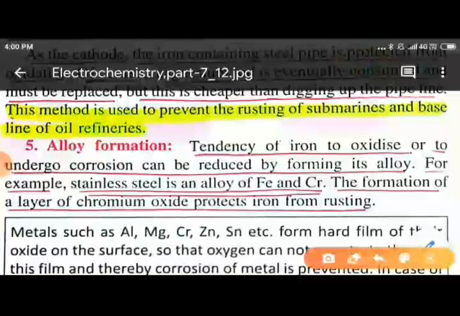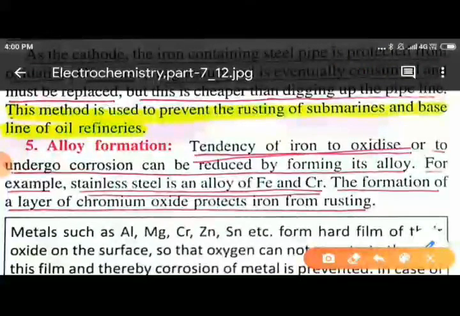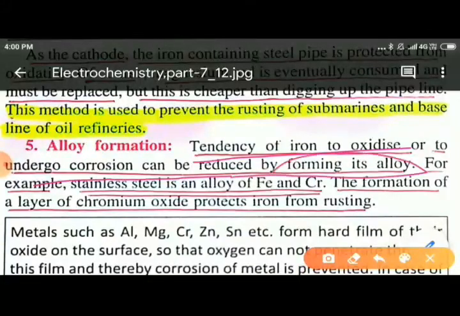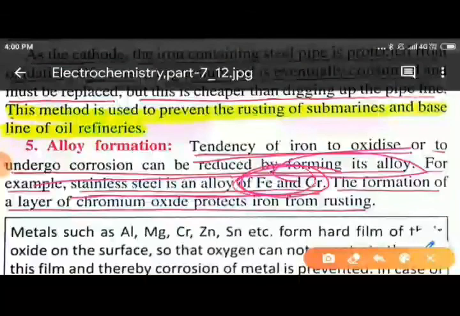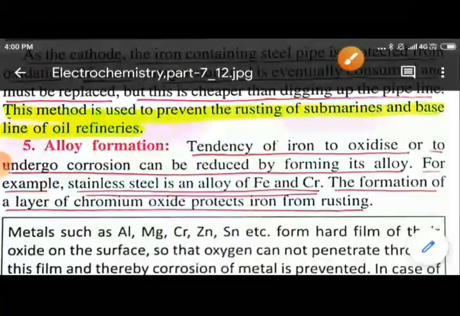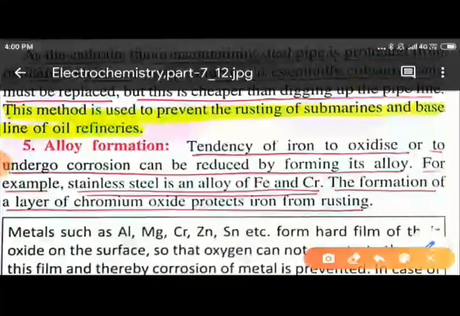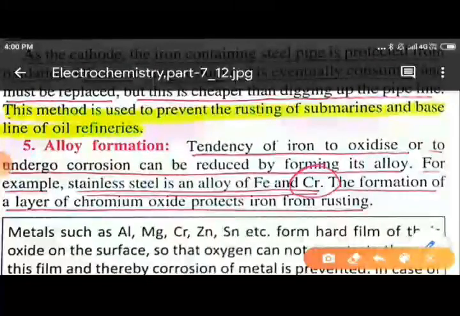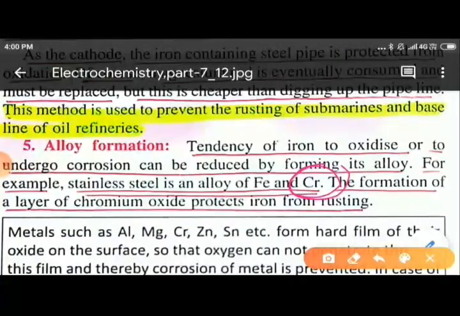The tendency of iron to oxidize or undergo corrosion can be reduced by forming its alloy. For example, stainless steel is an alloy of iron and chromium. So stainless steel is the mixture of iron and chromium. Here chromium protects the iron from rusting. The formation of a layer of chromium oxide protects the iron from rusting.